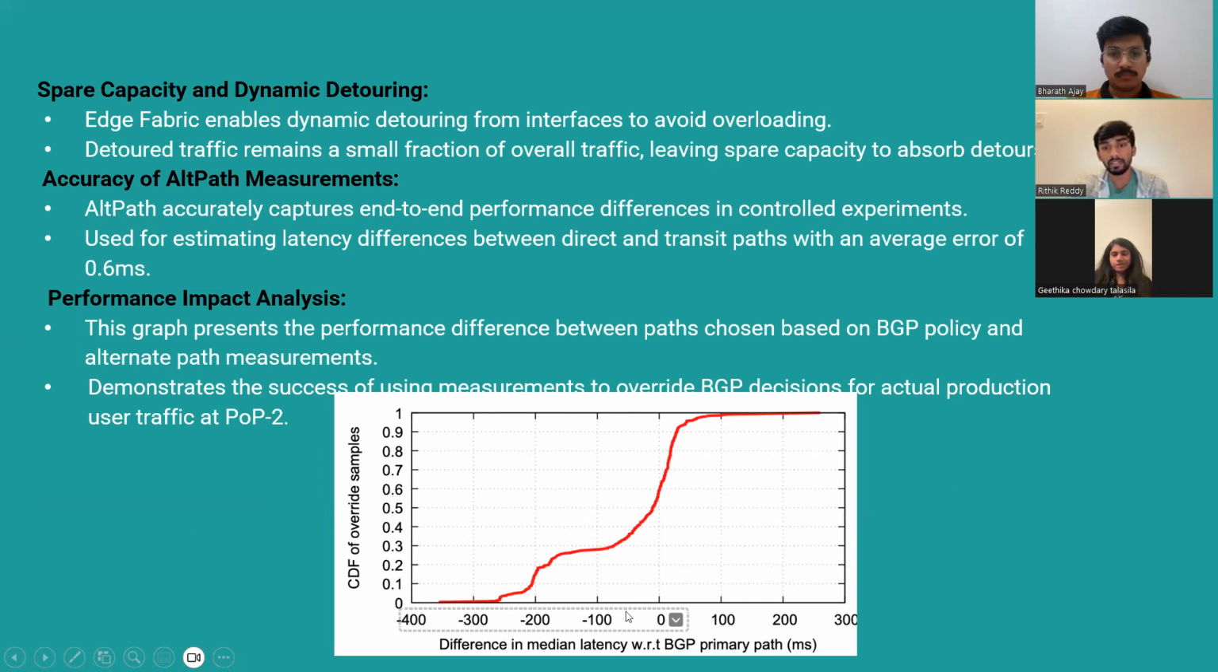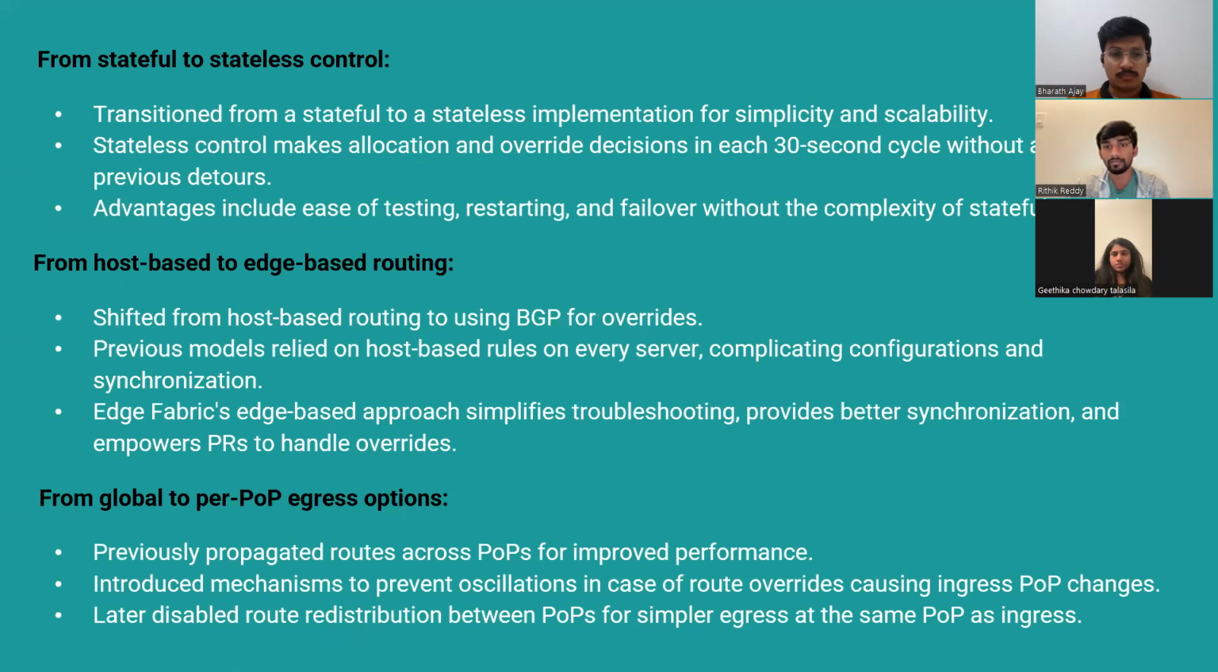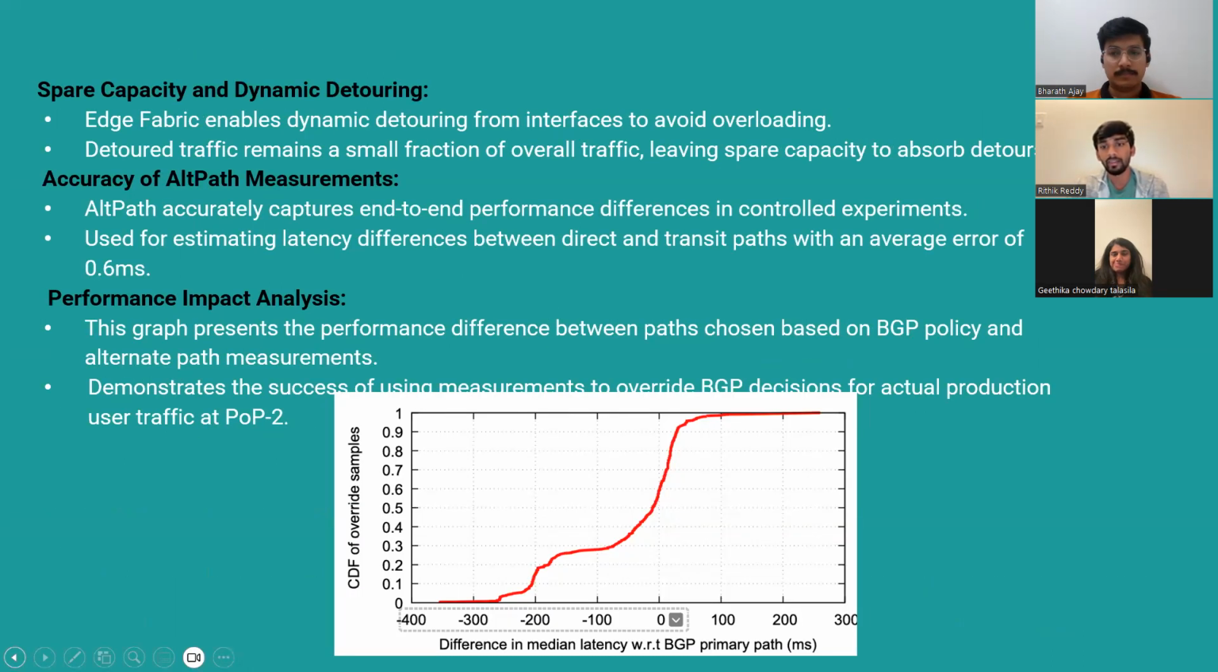And performance impact analysis. This graph represents the performance comparison between the path chosen based on BGP policy and alternate path measurements. It demonstrates the success of using measurements to override BGP decisions for actual production user traffic at POPs. It mainly deals with the cumulative distribution function of Edge Fabric compared to the BGP primary path. On the x-axis, we have the median latency difference in milliseconds between the two paths. A negative value indicates that the Edge Fabric selected path had lower latency than the BGP primary path. Hence, better performance is observed.